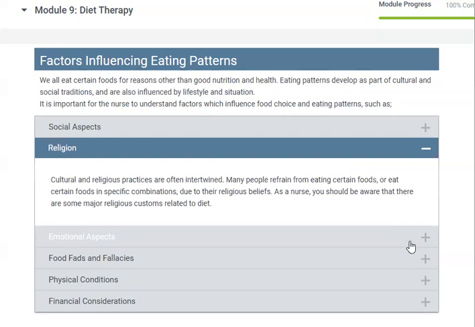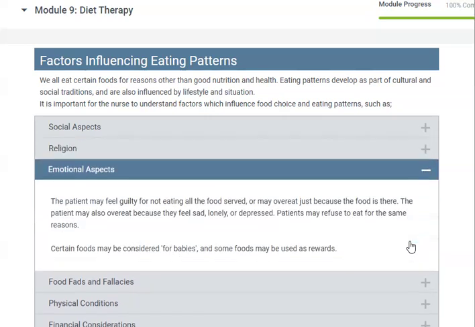Emotional aspects. The patient may feel guilty for not eating all the food served, or may overeat just because the food is there. The patient may also overeat because they feel sad, lonely, or depressed. Patients may refuse to eat for the same reasons. Certain foods may be considered for babies, and some foods may be used as rewards.